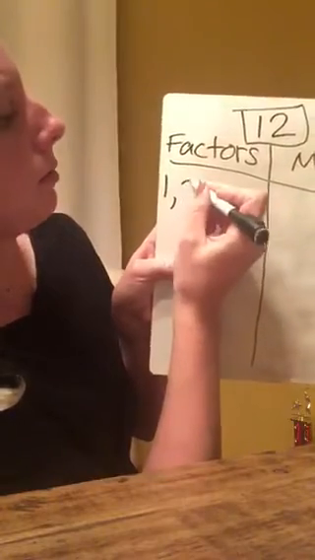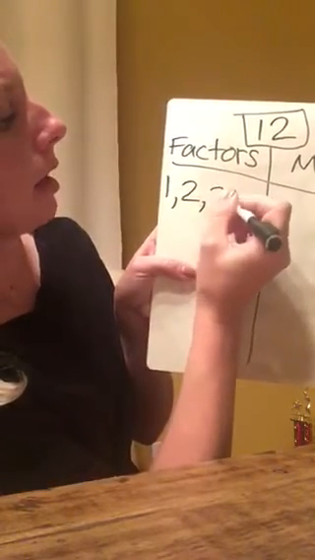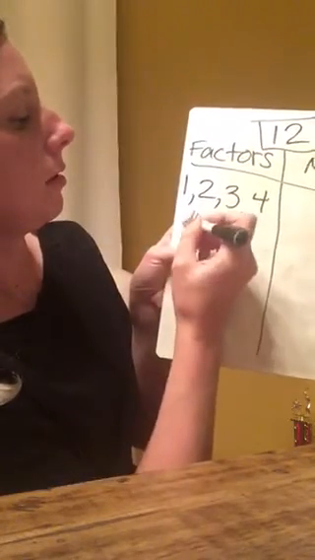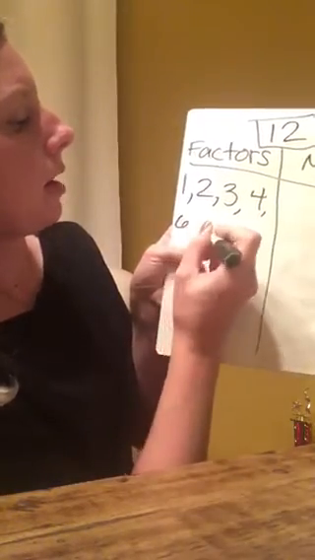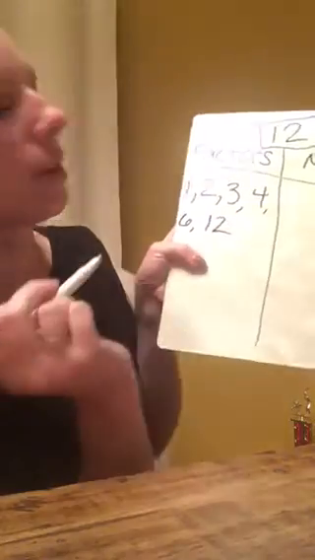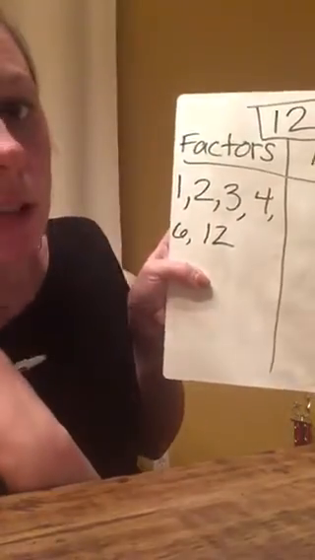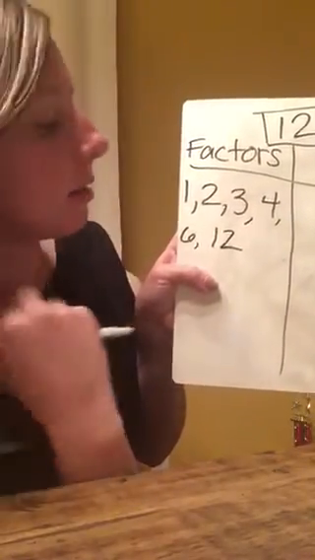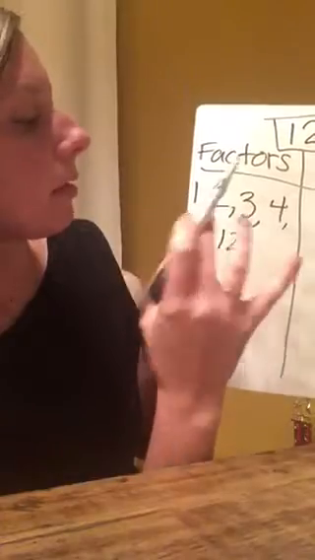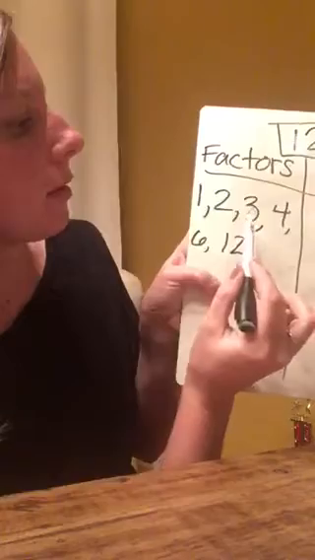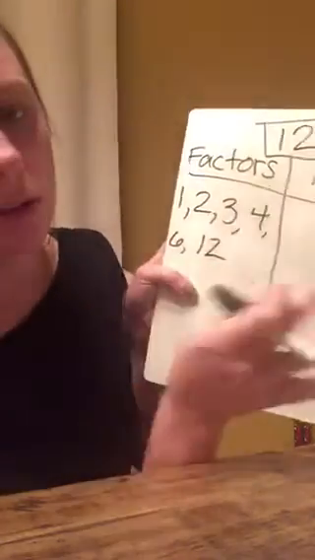Okay, so factors for 12 would be 1, 2, 3, 4, 6, and 12. Those are all of the factors of 12. All these numbers can be multiplied together to give you the number 12, and there's nothing else that we can put here. 1 times 12 equals 12, 2 times 6 equals 12, and 3 times 4 equals 12, and that's why they're factors of 12.